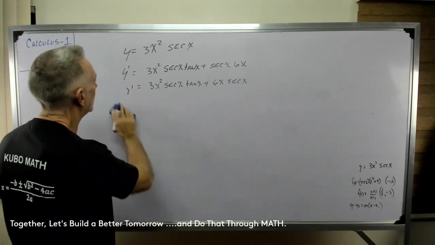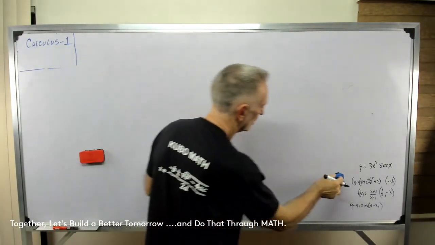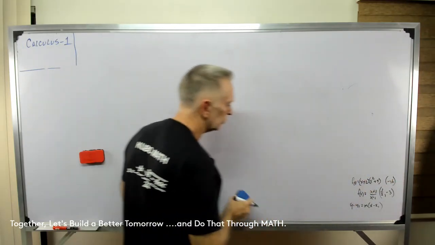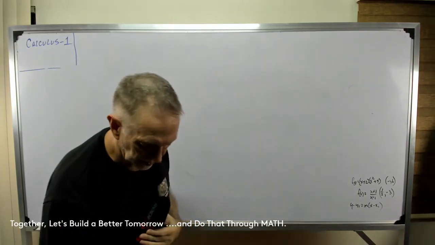Okay, we are rolling. All right, let's do something a little different here. Let me get a new pen while we're doing that.